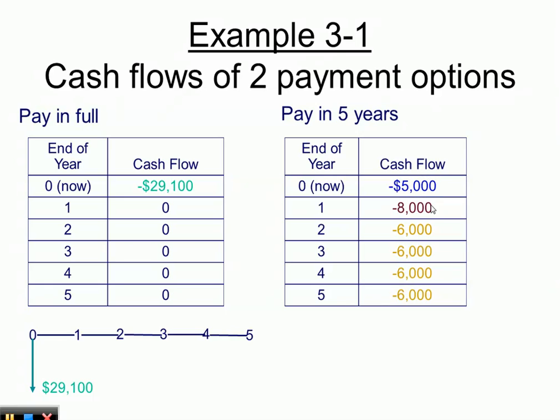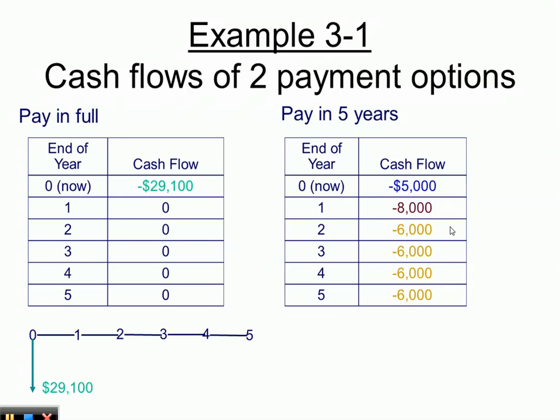We would pay now $5,000. At the end of year one, we would pay 8,000. At the end of year two, we pay 6,000. At the end of year three, we pay 6,000. At the end of year four, we pay also 6,000. And then at the end of year five, we also pay $6,000.